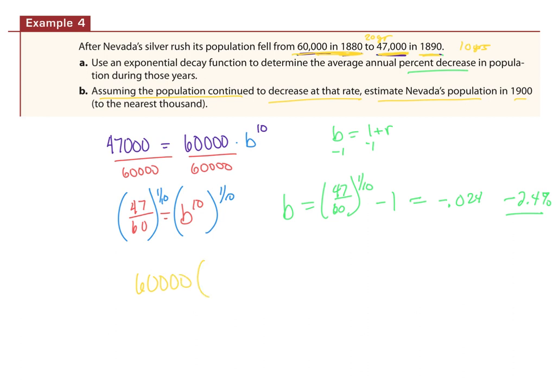then we will have 1 plus our rate of negative 0.024. And that will be from 1880 to 1900. It's 20 years. Or you could start with 47,000, which was the initial amount in 1890, and do the same rate of change, but only do it for 10 years. Either one of these is going to give the same answer when you plug it into your calculator, which is going to be about 37,000 if it continued to decrease.